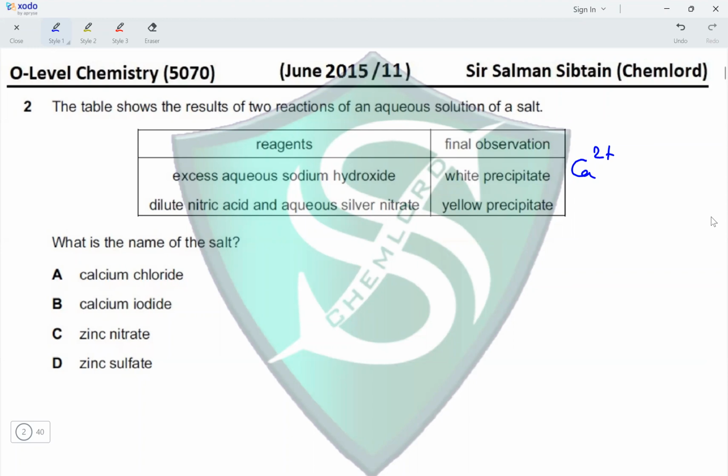That is a positive test for calcium 2+, because if it was aluminum or zinc, they would have dissolved in excess of the sodium hydroxide. Calcium is the only white precipitate-producing ion that does not dissolve in excess sodium hydroxide.